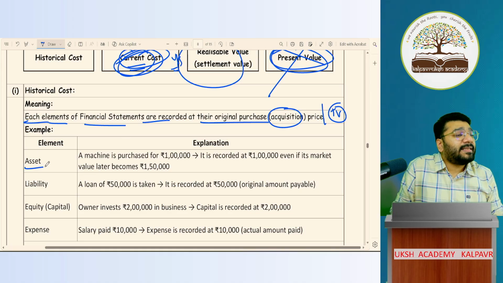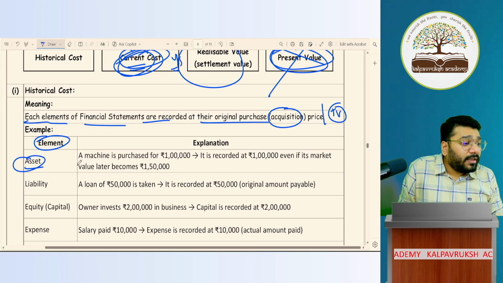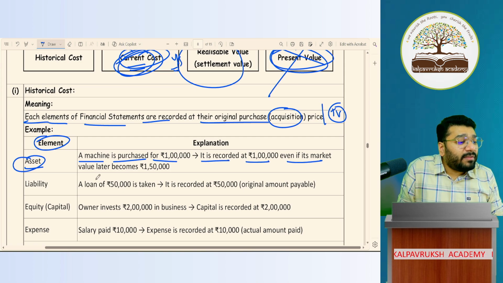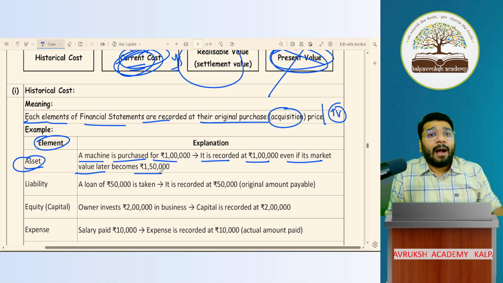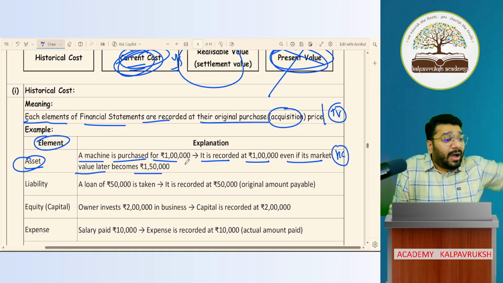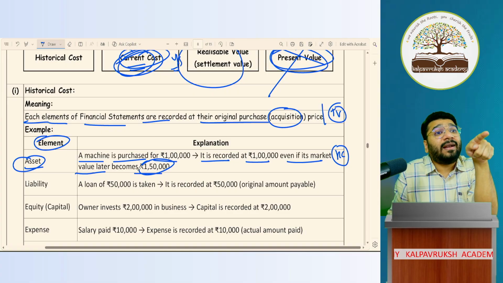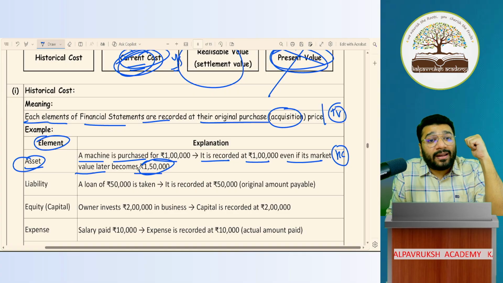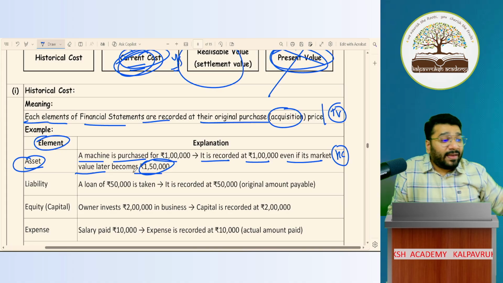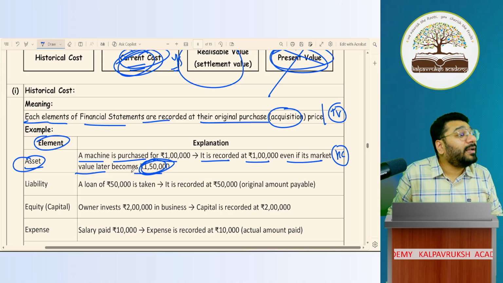Asset. Example. Which element are we talking about? Asset. A machine is purchased for 1 lakh. It is recorded at 1 lakh even if the market value later becomes 1.5. What method did I follow here? Historical cost method. Market value, fair value is 1.5. Realizable value is 1.5. But still I recorded 1 lakh. So what method am I following? Cost method. Got it, not got it? But on the other hand, if I recorded 1.5, then I'm following realizable value method. Got it, not got it?